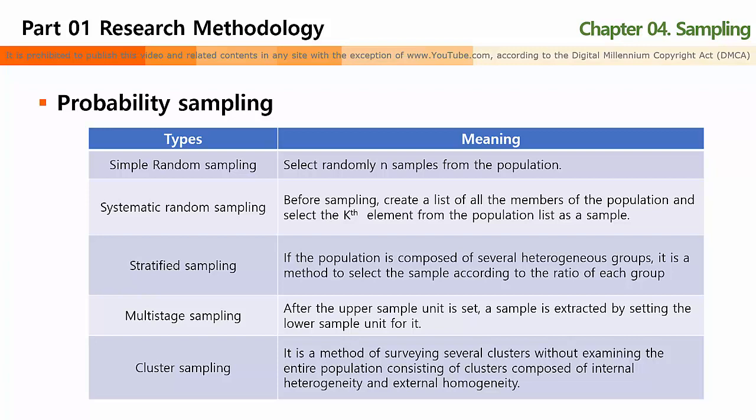The fifth is cluster sampling. It is a method of surveying several clusters without examining the entire population, where clusters have internal heterogeneity and external homogeneity. For example, think of the administrative districts that make up a city. It refers to examining only a few selected administrative areas, not all administrative areas.